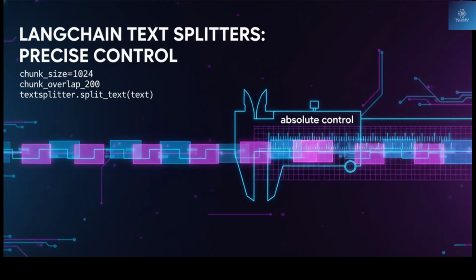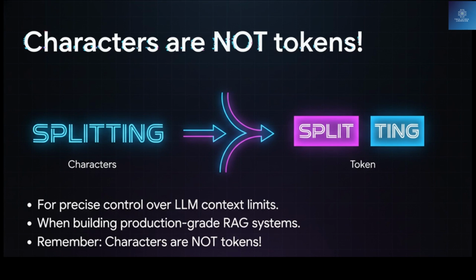First up, let's talk about precision. For those times when close enough just isn't good enough, you need the token text splitter. And why does this matter so much? Here's the key thing to remember. LLMs don't think in characters, they think in tokens. A single word, like running, could be one token, but a more complex word could be 2 or 3.